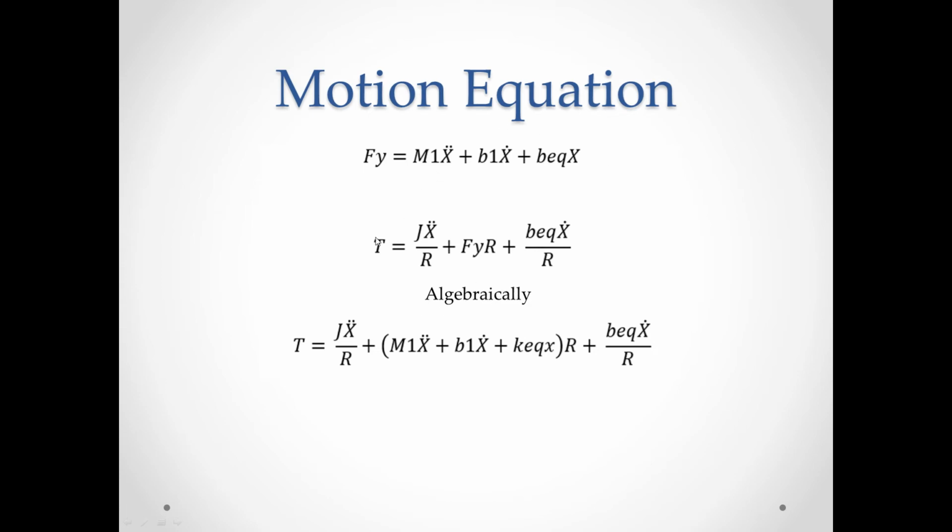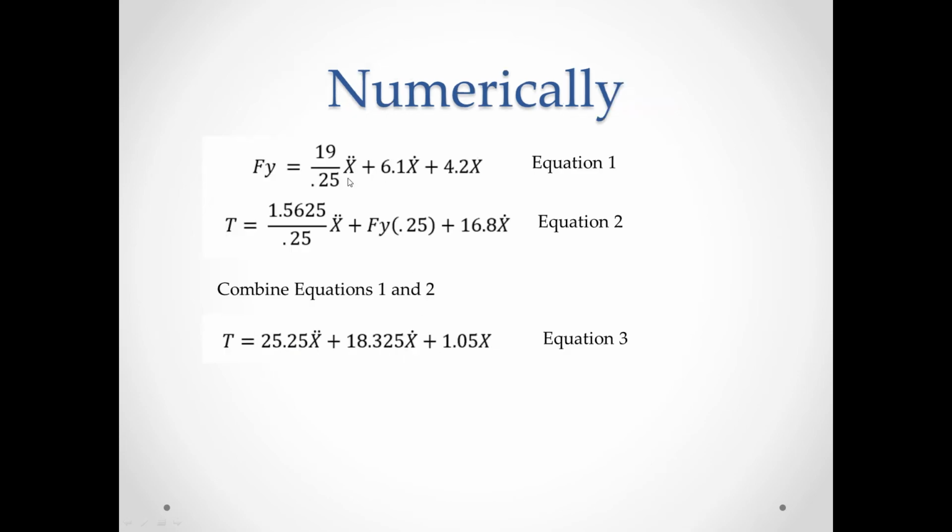So algebraically, we pretty much combine them together, and this is what we get. And now numerically, you put in the values, where Fy equals all this, which is our equation 1, and T equals all this, which is our equation 2. You then combine equations 1 and 2 to get equation 3: T equals 25.25 x double dot plus 18.5325 x dot plus 1.05 x.